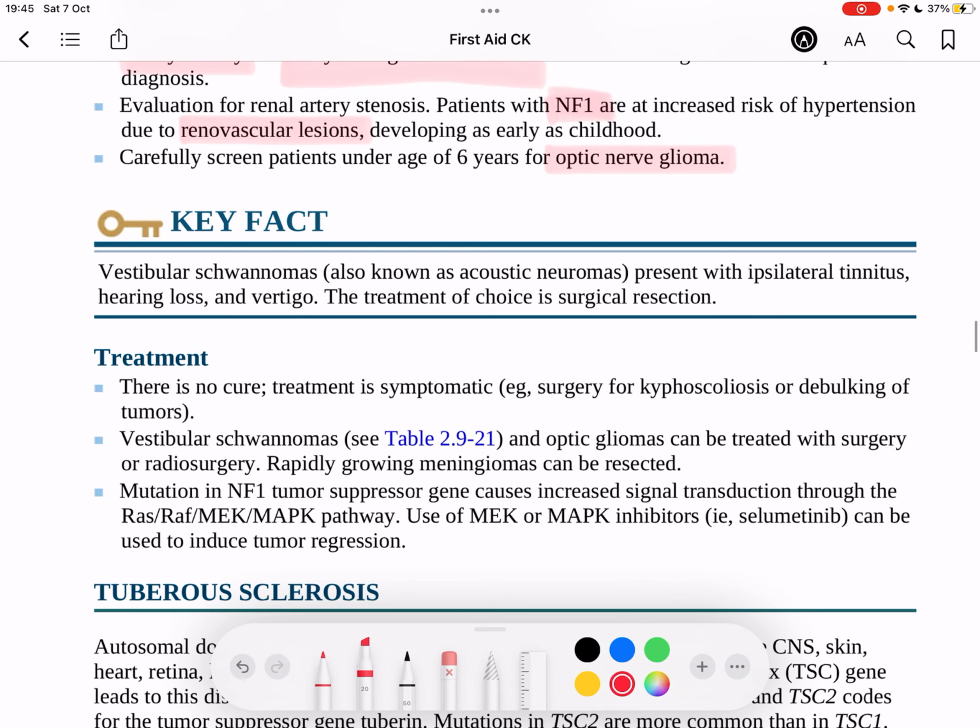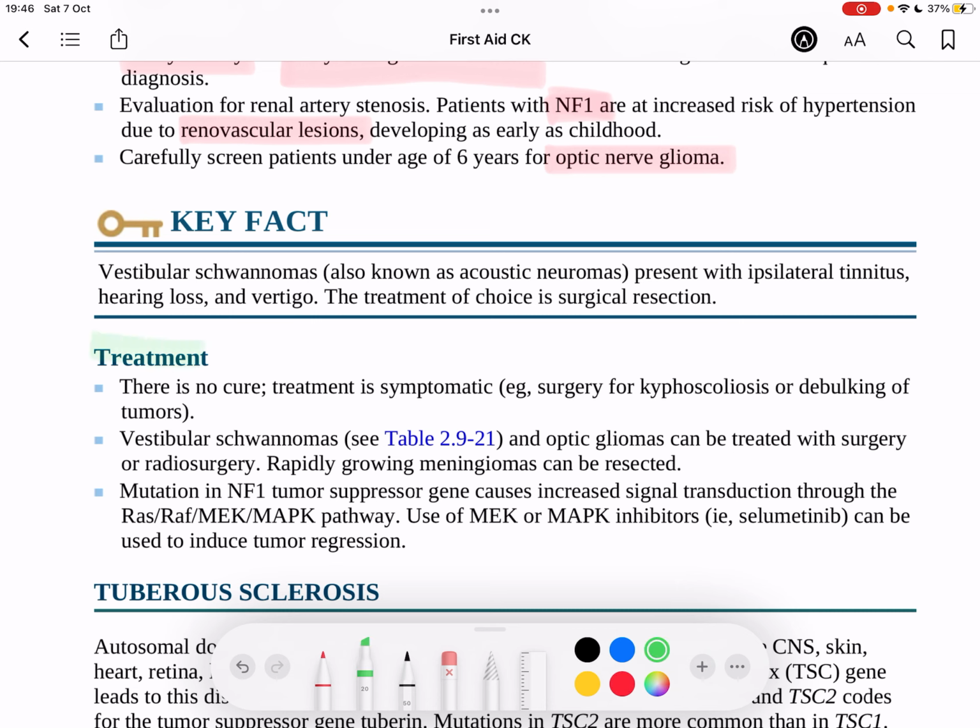Just a quick key fact, vestibular schwannomas, also known as the acoustic neuromas, present with ipsilateral tinnitus, hearing loss, and vertigo. This is because vestibular schwannomas are usually located near the cerebellopontine angle, which is where your cranial nerve 8 is located. So a patient will have hearing loss and ipsilateral tinnitus, vertigo. Okay, and the treatment of choice is surgical resection for that.